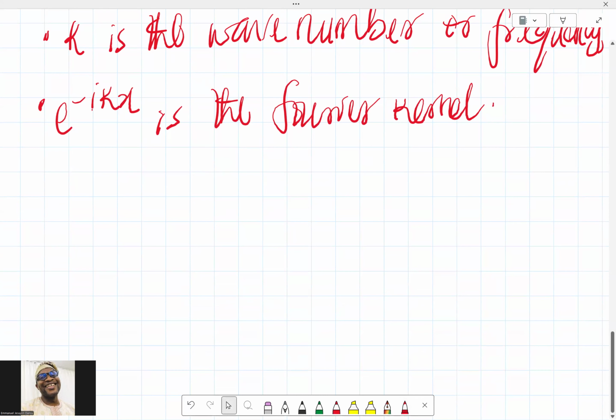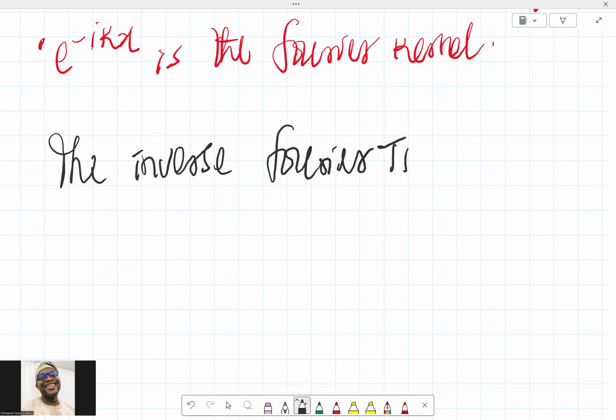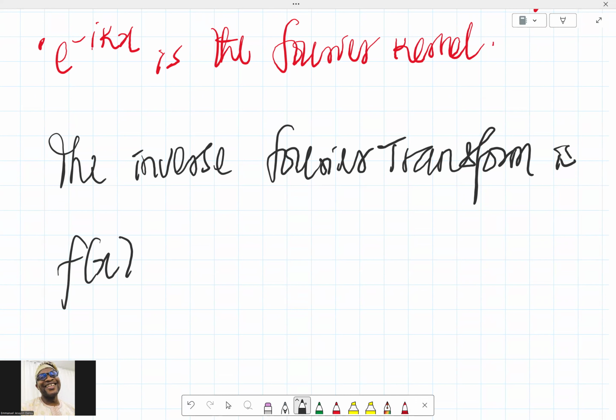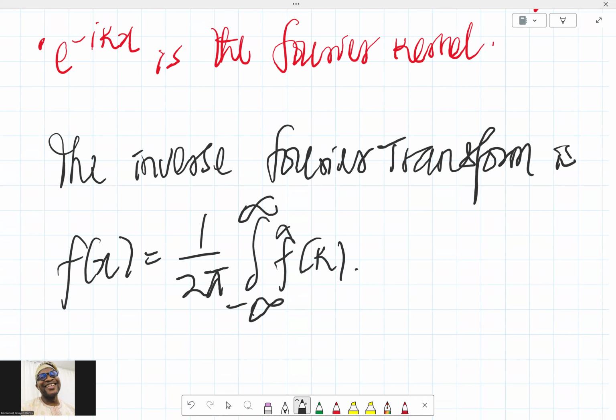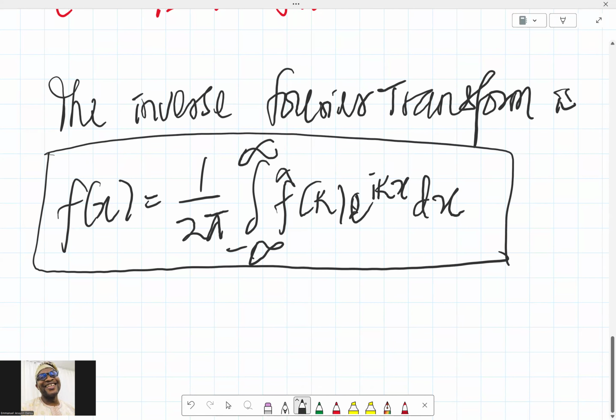We also get to talk about the inverse Fourier transform. If you want to reclaim your f of x, that will be f of x equals 1 over 2 pi times the integral from minus infinity to infinity of f cap of k e raised to the power ikx dk. So that's the inverse Fourier transform. You may want to take things from the transform back to the original function, and that is what is needed.